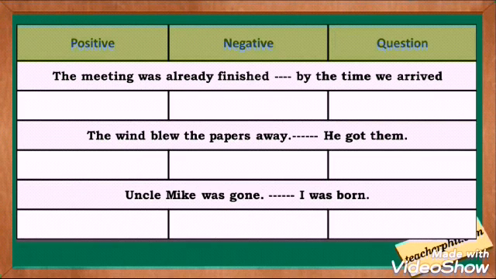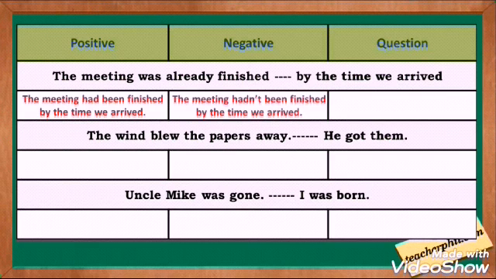Another exercise for us. The meeting was already finished by the time we arrived. What is the positive form of that statement? I'll say, the meeting had been finished by the time we arrived. What is the negative form of that statement? The meeting hadn't been finished by the time we arrived. What about the question form? Had the meeting been finished by the time we arrived?